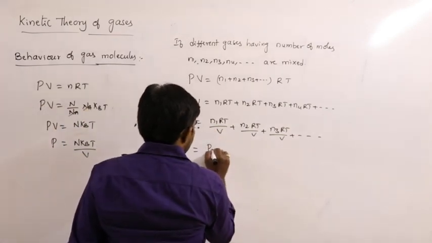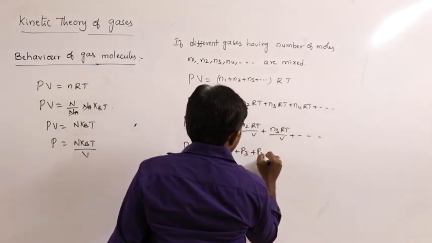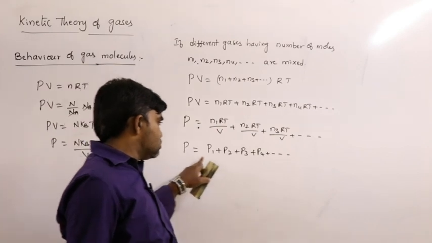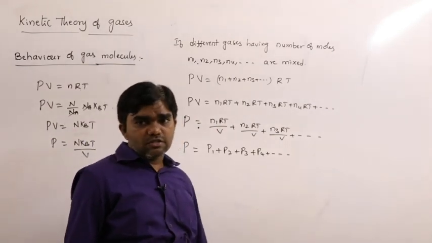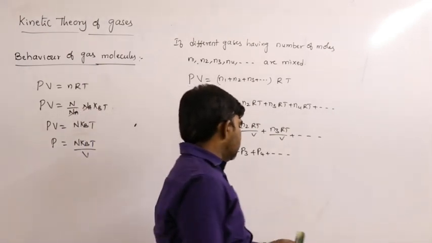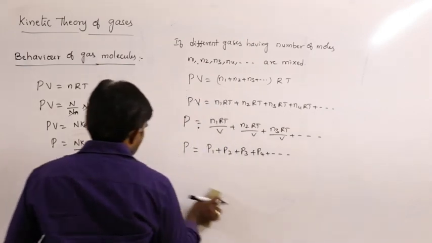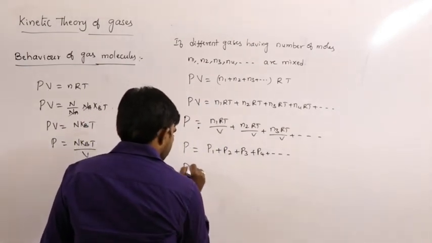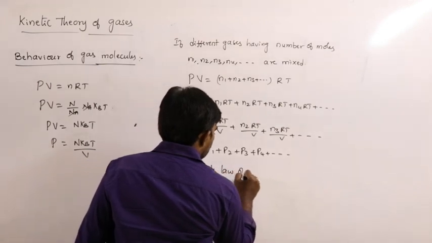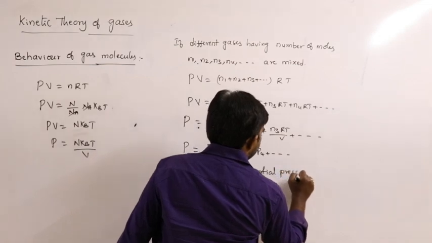So this can be written as P1 plus P2 plus P3 plus P4 and so on. So the total pressure of the mixture is equal to the sum of individual pressures. This is called Dalton's law of partial pressures.